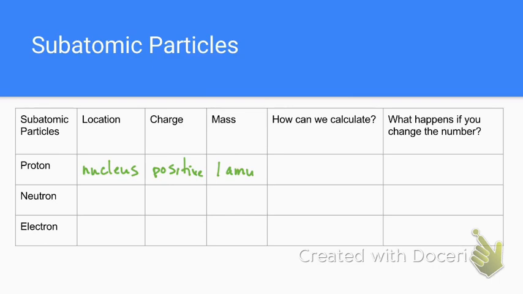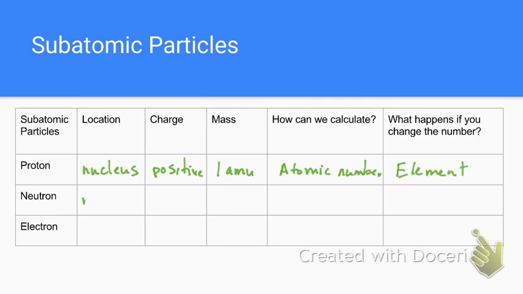And how can we calculate this, or how do we know this? We know this by the atomic number. What happens if you change this number? So if you change the number of protons, you change the element. So protons determine the element.